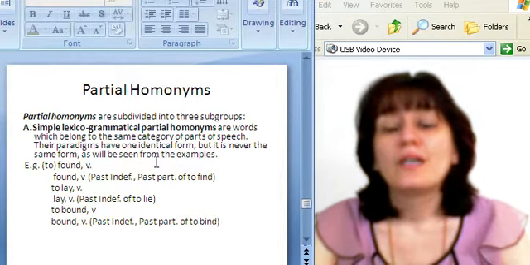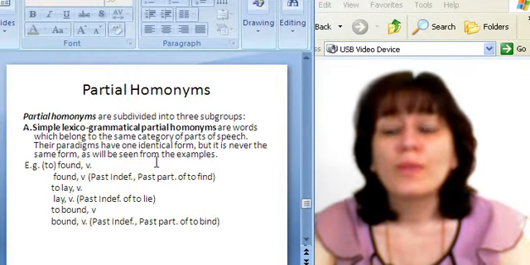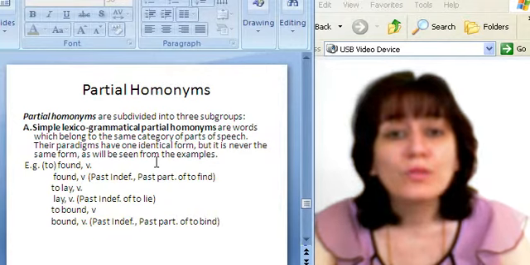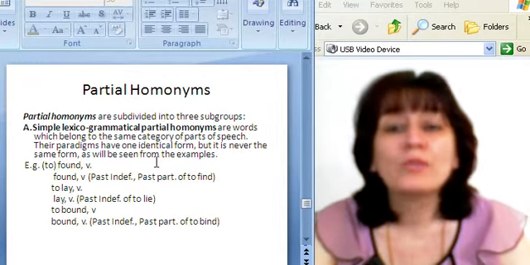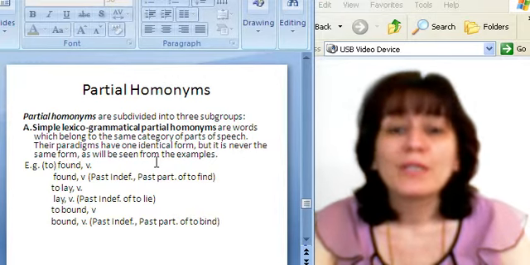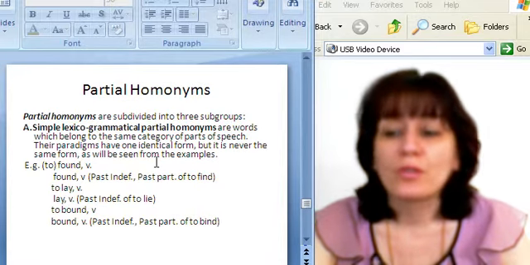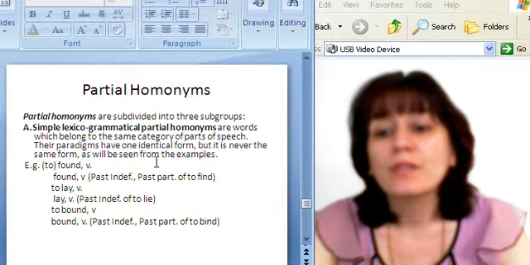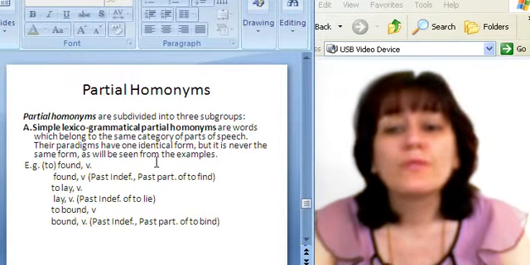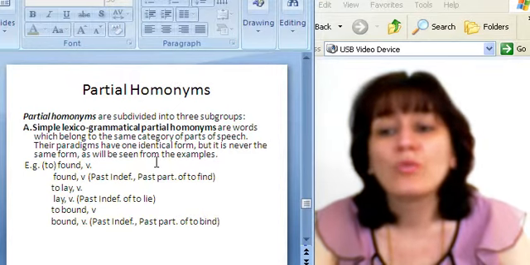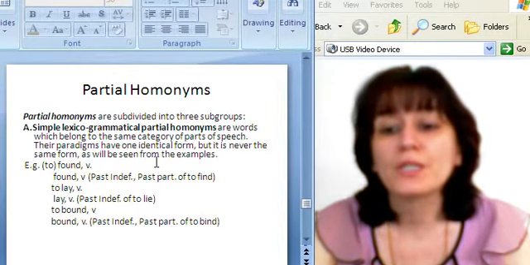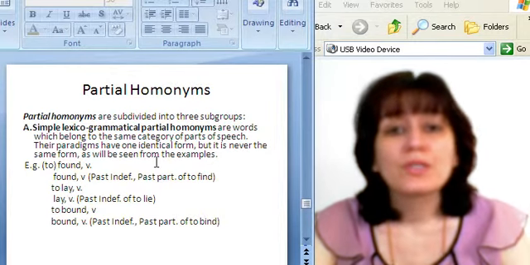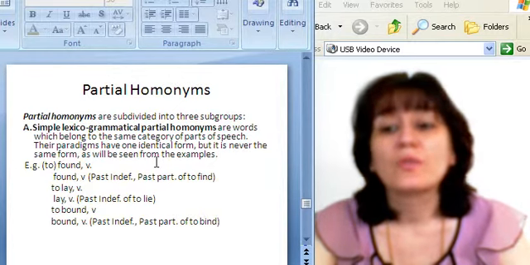To bound and bound. Well, to bound means to run with long steps, especially in an enthusiastic way. For example, the dog bounded ahead. Or it might mean to form the edge or a limit of an area. So, for example, the field was bounded on the left by wood. It is usually used in the passive and in informal speech. And bound is past indefinite or past participle of the verb to bind.